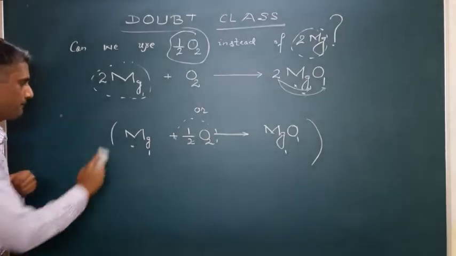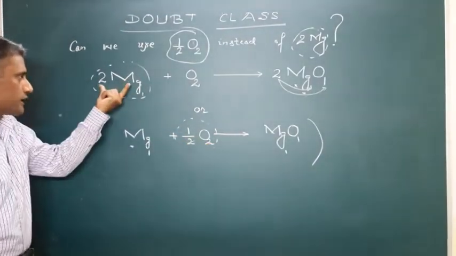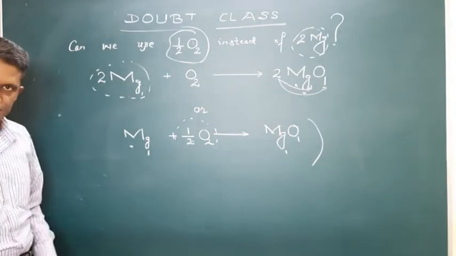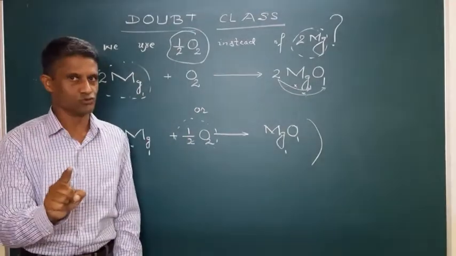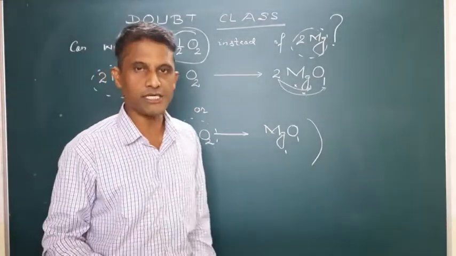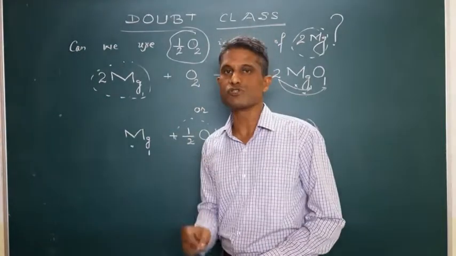Now I am coming back to the question here: is it right to use half O2 instead of 2Mg? Let me clarify that fractional coefficients can be used, and most importantly, in solving many problems the fractional coefficients are put to use.